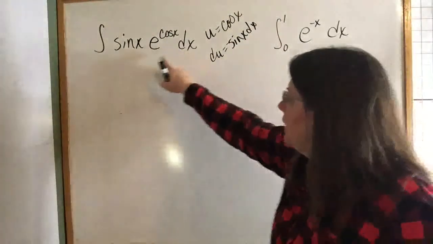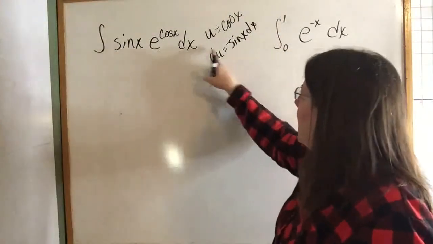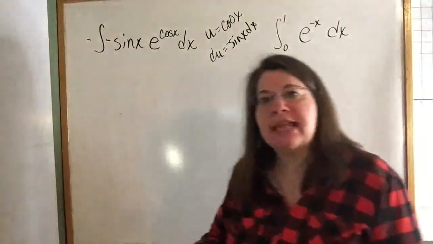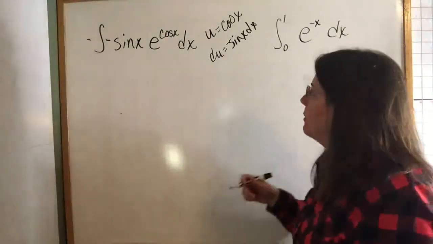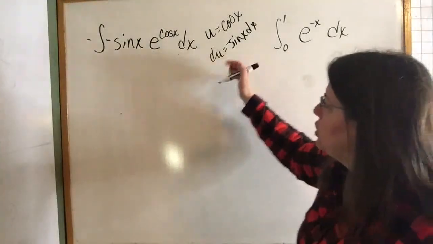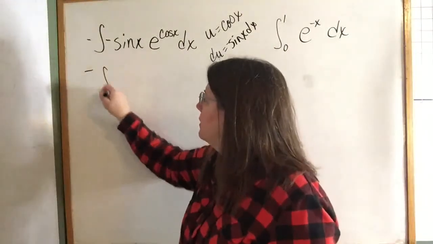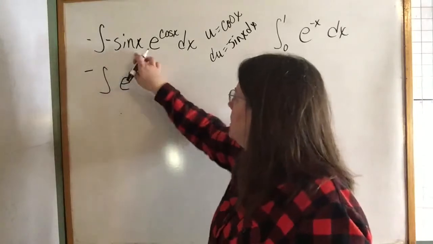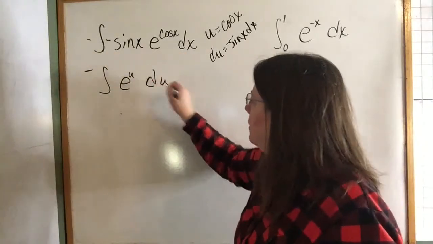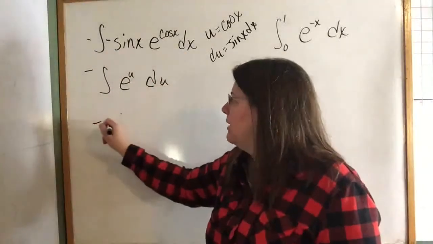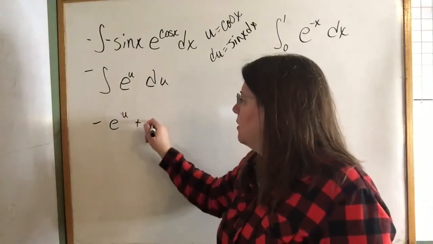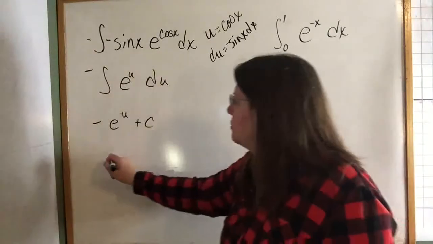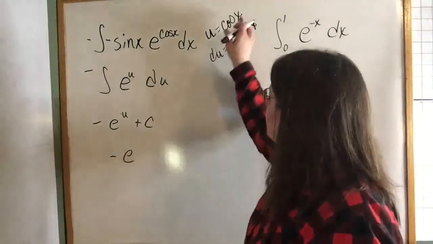I have the sine x, I have the dx, I need the negative. So I'm going to tag a negative in front, and I'll set it with a negative on the outside to make sure I haven't changed the value of the problem. Then I'm going to do u substitution. So I've got negative times the integral e to the u du. When I take the integral, I have negative e to the u plus c. And then if I resubstitute, I have negative e to the cosine x plus c.